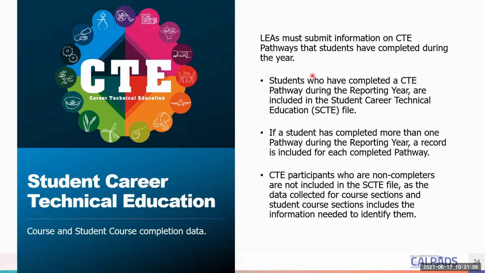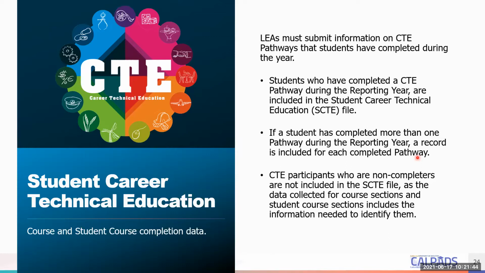For the CTE, there are LEAs that have to submit this because you're operating a school that receives funding for CTE from the CTEG or Perkins funding. And so you have to submit students who have completed a CTE pathway during the reporting year, which is included on the SCTE file. If a student has completed more than one pathway during the reporting year, then by all means, submit that. If you have two pathways completed, a capstone course completed this year for each pathway, then you can submit those. Your student is a high achiever.